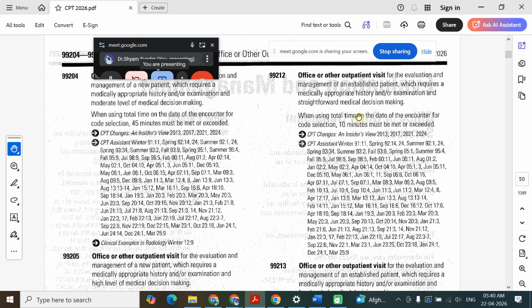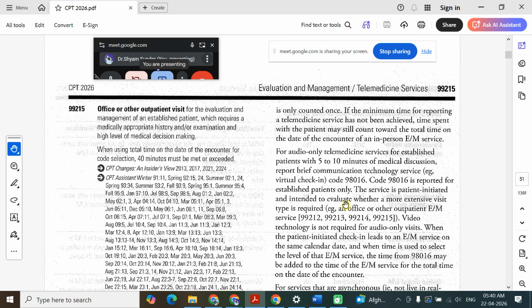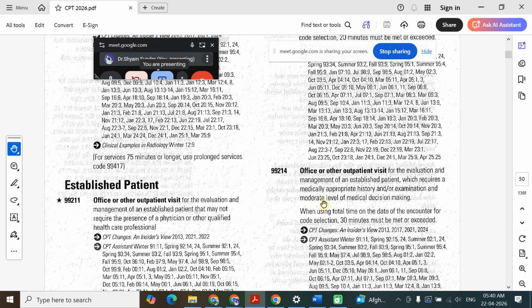Now, by the MDM, if you look at the problem, it is straightforward. But if you look at the time, then that is 9 and 2 and 4. So if the physician bills, as I said in the example, 35 minutes is spent. If the physician bills 9 and 2 and 4 for the problem, now the insurance, they'll come for the audit. They will see the problem is simple, but you submitted based on the time 9 and 2 and 4.